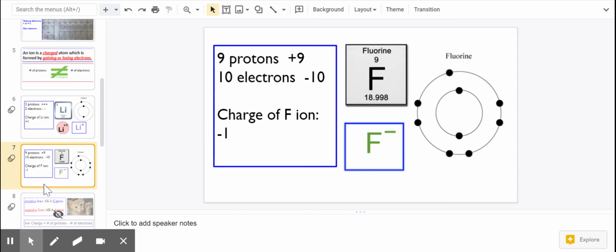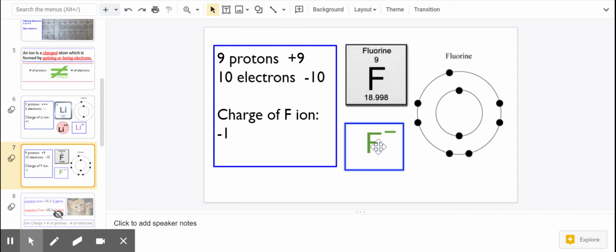So now let's look at the other one, fluorine. Fluorine is number 9 in the periodic table. It always has 9 protons, otherwise it's not fluorine. Normally it also has 9 electrons: 2 in the first energy level, and 7 in the second energy level. It needs one more to be stable, so fluorine just needs to gain 1. Once it gains 1, it has 10 electrons, negative 10, positive 9, negative 10. So you have one more negative compared to positive. The charge of a fluorine ion is negative 1.